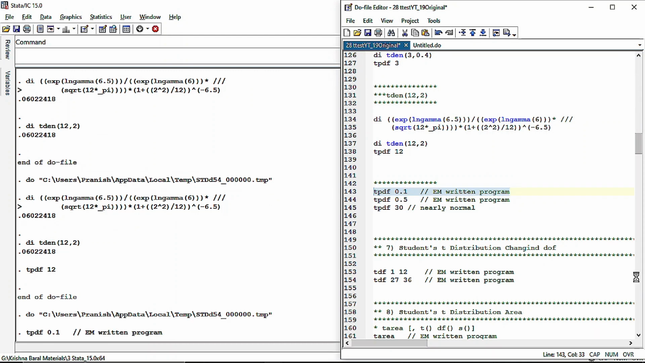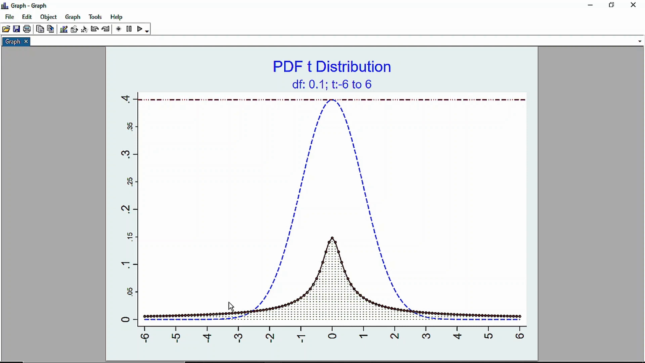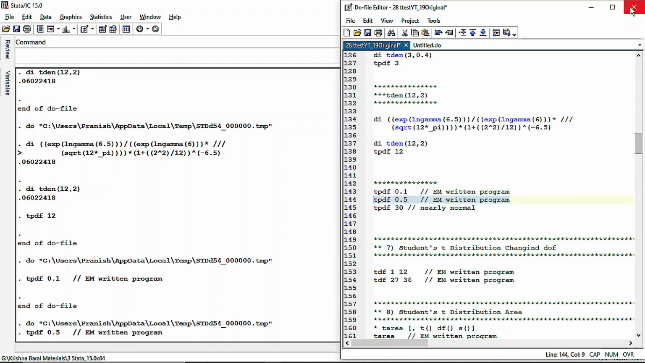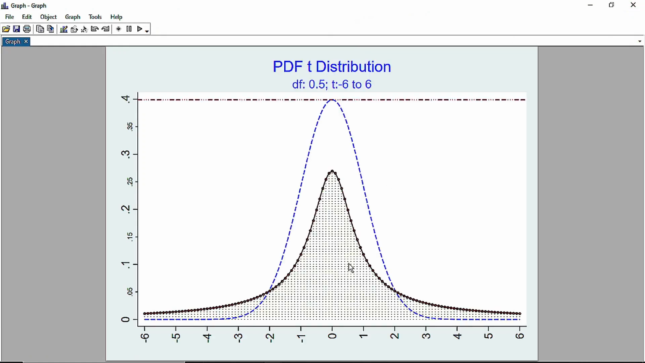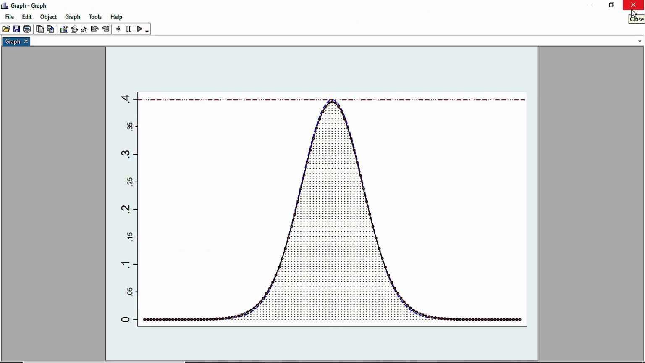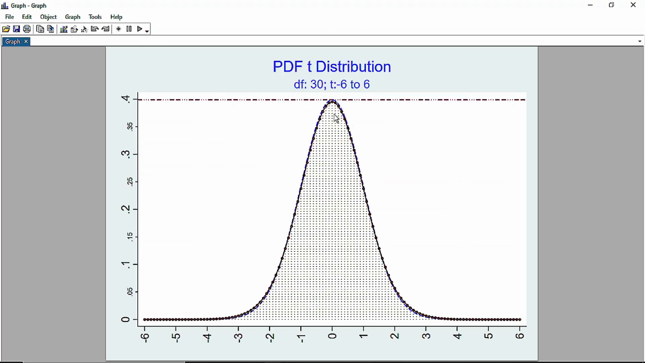some fractional degrees of freedom. So this is our t distribution, and in the backdrop we have a normal distribution. For the degrees of freedom 0.5 we get this kind of graph, and as the degrees of freedom increases, the t distribution should nearly converge with the normal distribution, and this time the degrees of freedom is 30. We see that the normal distribution and the t distribution are nearly converging.